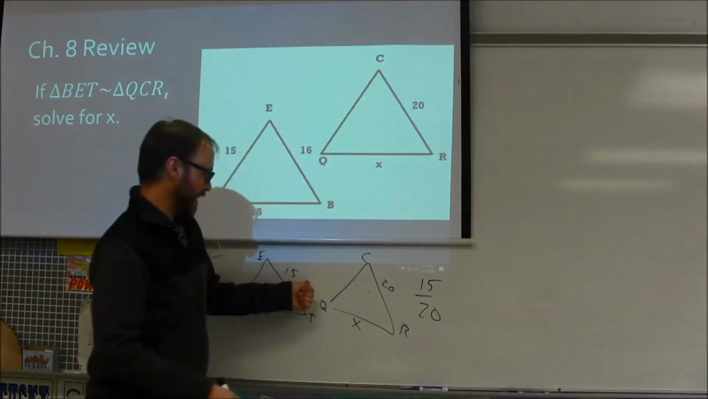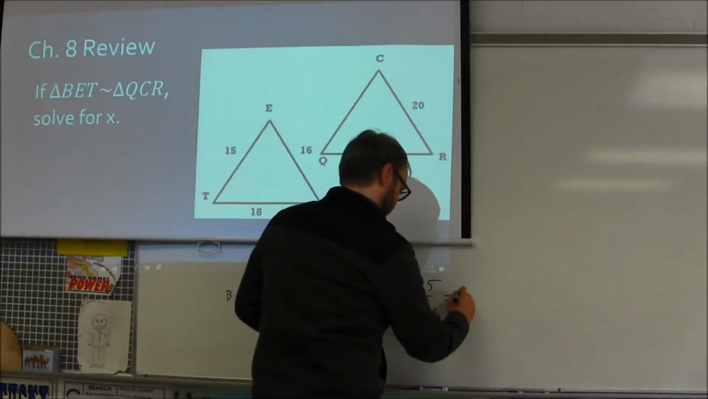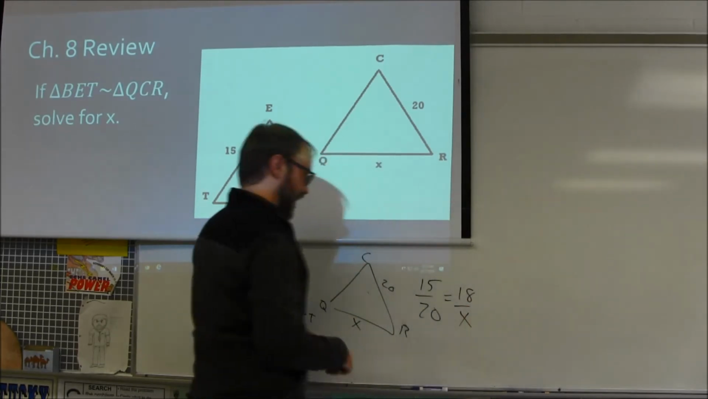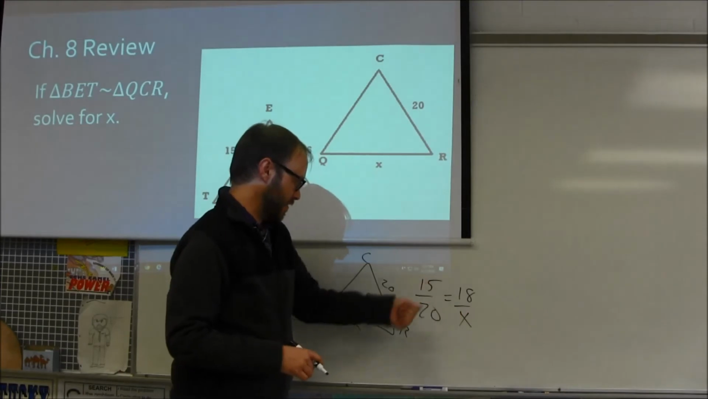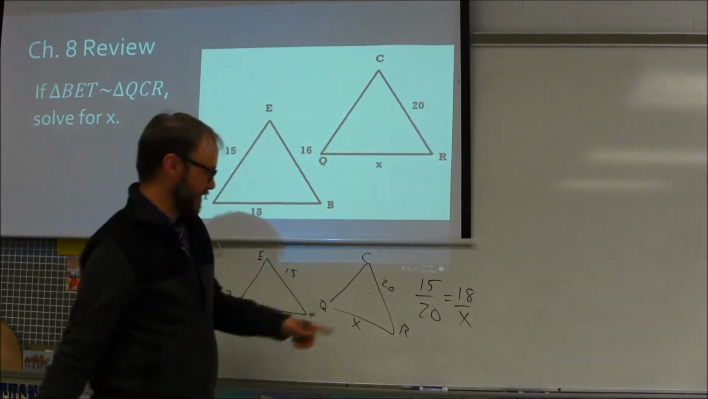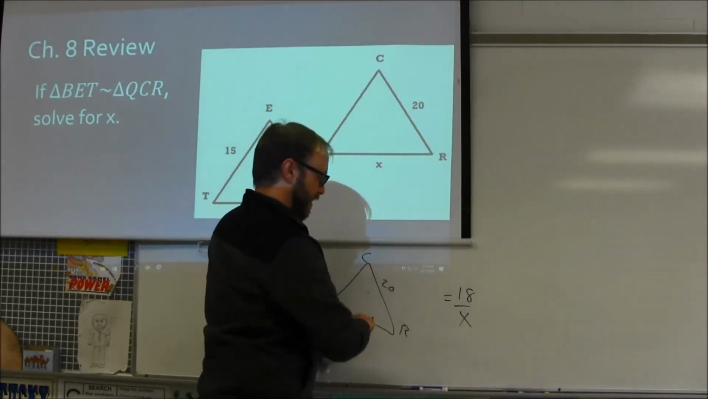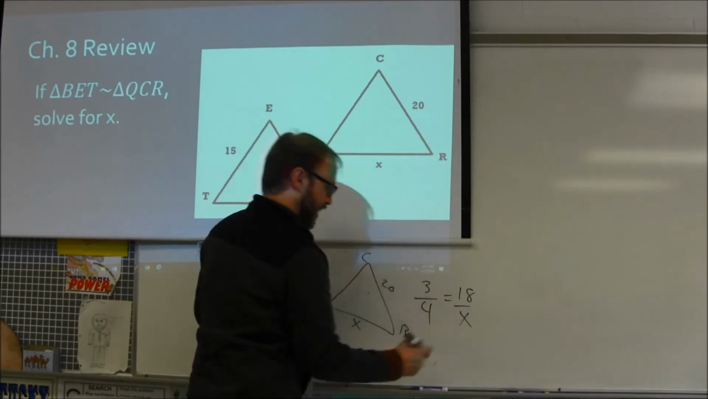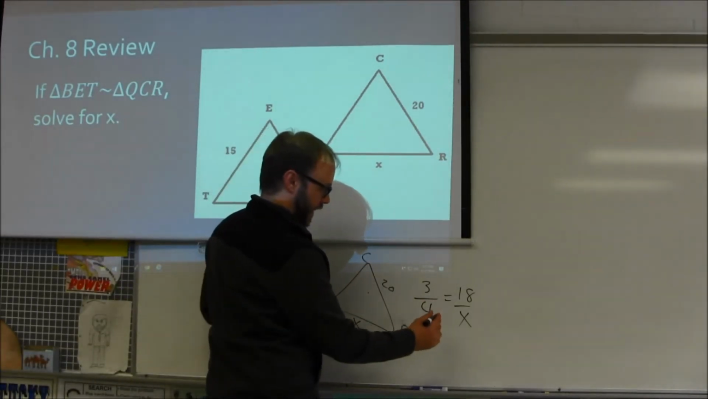Okay, so that's left over right equals left over right, 18 over x. And you can cross multiply here, you get 15x equals, I think, 360. You might want to simplify this down if you're trying to do it by hand. You could simplify 15/20ths down to a scale factor of 3/4. Every 3 units in one is 4 in the other. Now you can cross multiply.